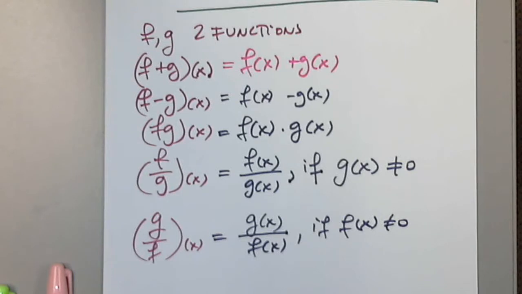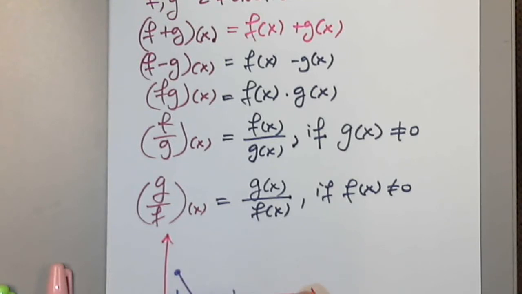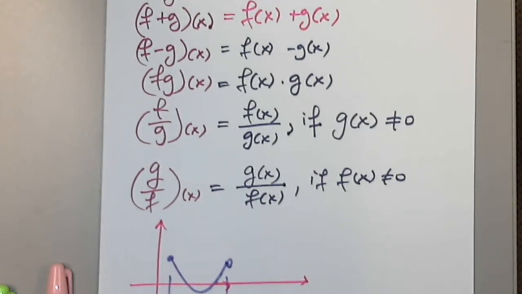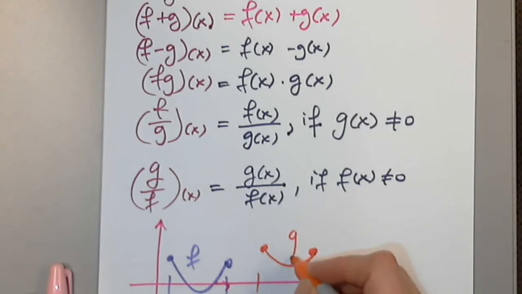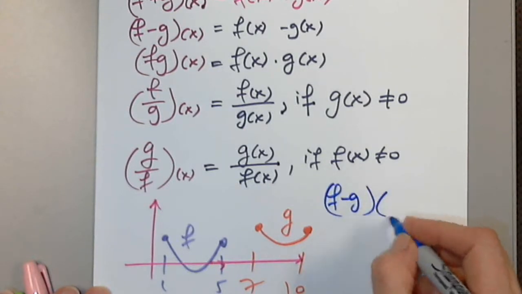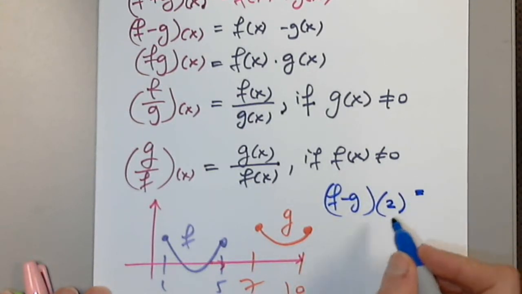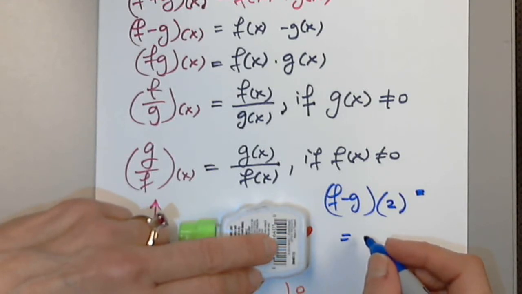Good. Now, here's a scenario. Let's say I have a function that is defined between 1 and 5. So here's the function, and I'm going to call it f. And let's say I have another function that is defined between 7 and 10, and this is it. This is my function g. And now I'm going to ask you to find f minus g of 2. Without looking at the graphs, what will you say? f of 2 minus g of 2.